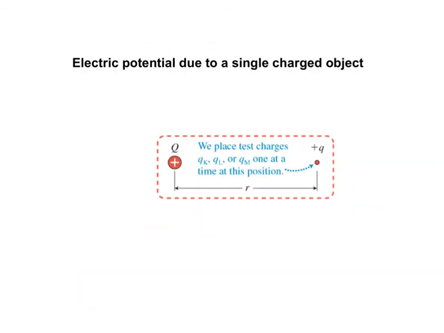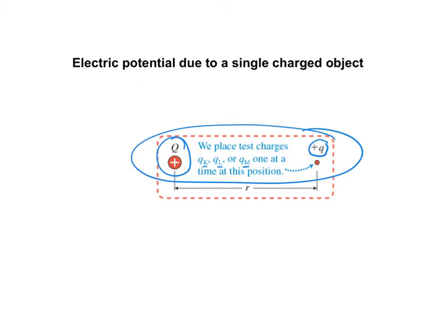So now let's talk about electric potential in the context of a single point charge. The single point charge in this example is going to be this charge over here, and we're going to put some test charges of different sizes over here, little q, and they use subscripts K, L, M for different sizes of the test charge. And each time we do that, we can measure the amount of electric potential energy that exists in the system that contains these two.